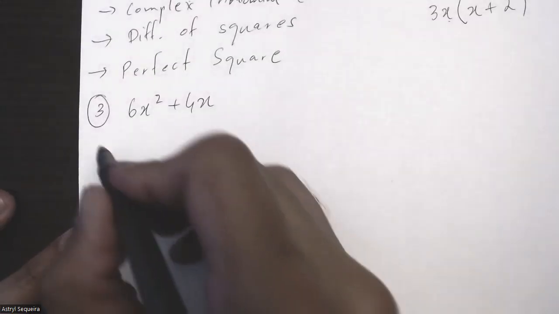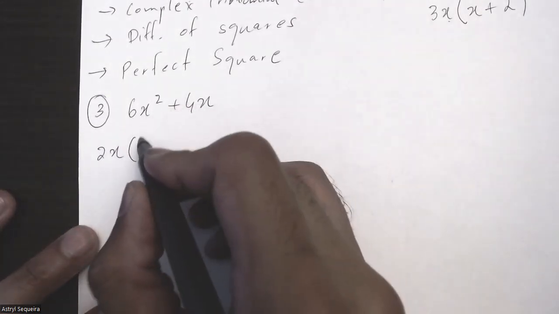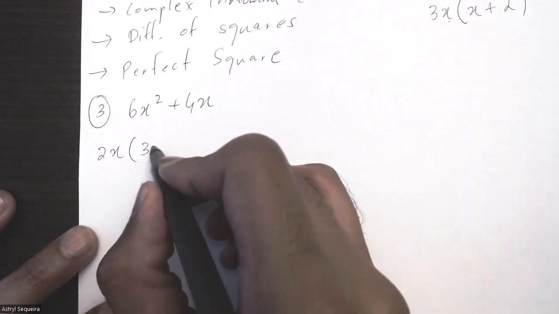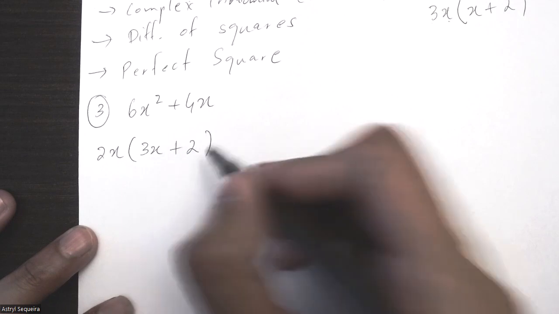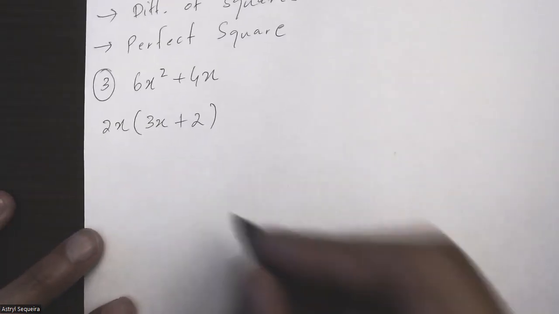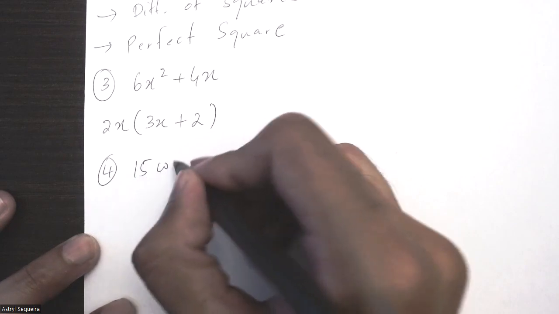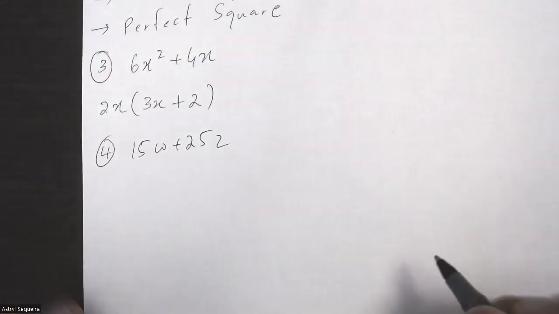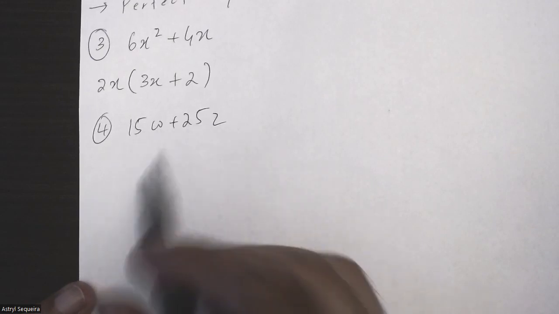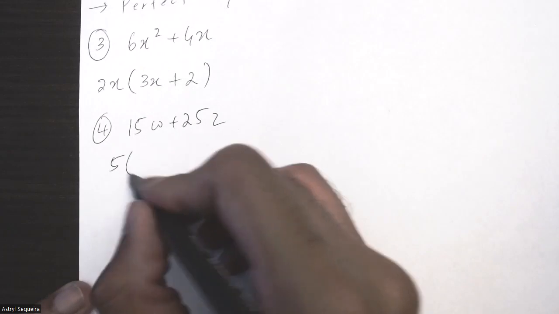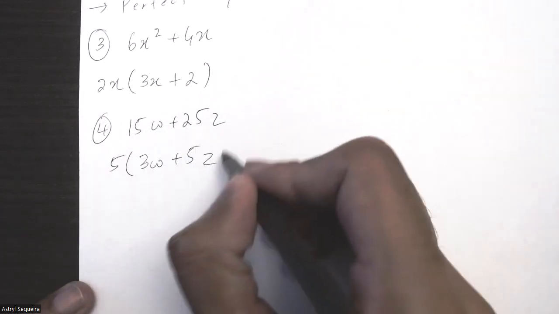Next one is 6x squared plus 4x. My largest common factor here is 2x, and then if I divide this whole equation by 2x, 6x squared divided by 2x is just 3x, and 4x divided by 2x is 2. All right, fourth question. I'm going to stop writing down the numbers as well. I'm just going to write down the questions. Over here, there's no common letter, but there's a common number I can divide these both by, which is 5. If I divide this equation by 5, I'm just left with 3w plus 5z.